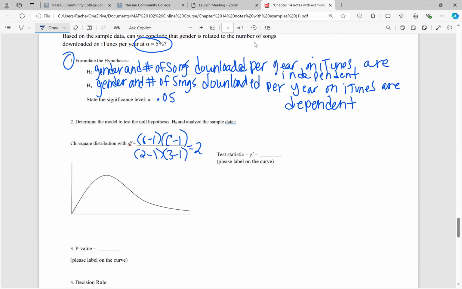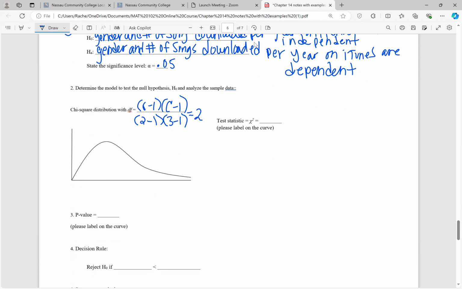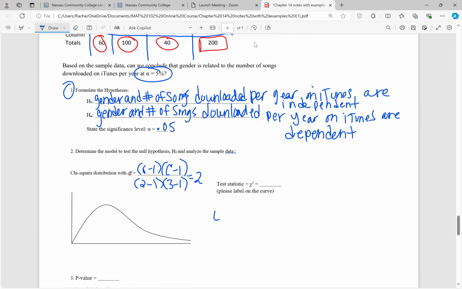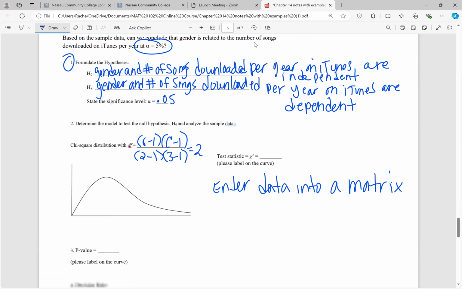Now we have to calculate the test statistic. We'll label it on the curve, and that will let us get the p-value. I showed you how to do this in the calculator in the last lesson, so we're going to do this again. We're not going to use the formula from the first example where we sum up all those squared differences. This is going to be much easier with the calculator. So we have to enter this contingency table into a matrix, and then we'll do a chi-square test.